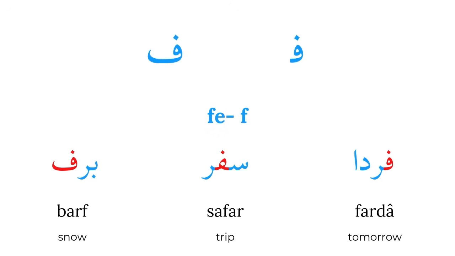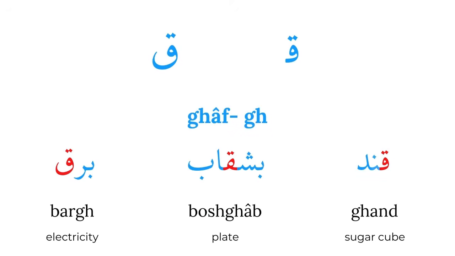ف. فردا, سفر, برف. قاف. So this is another q, just like ghain before. It's the same pronunciation. قند, بشقاب, برق.